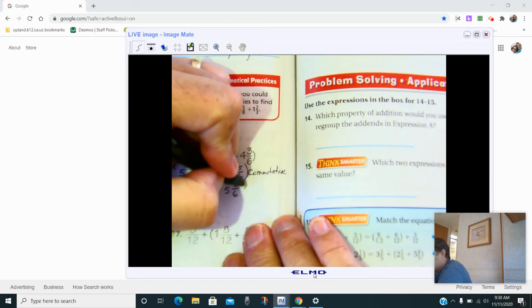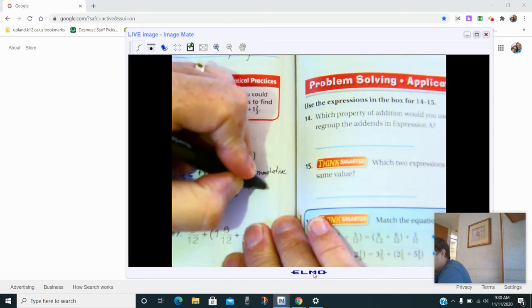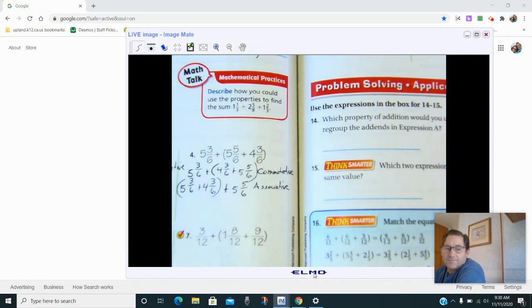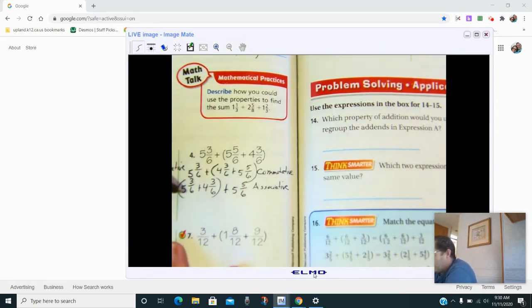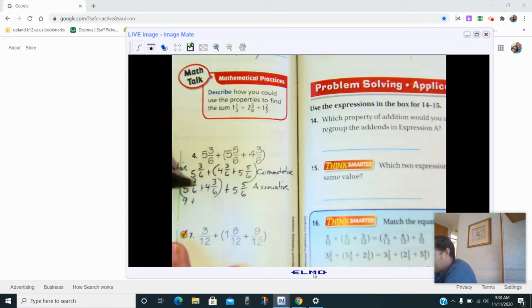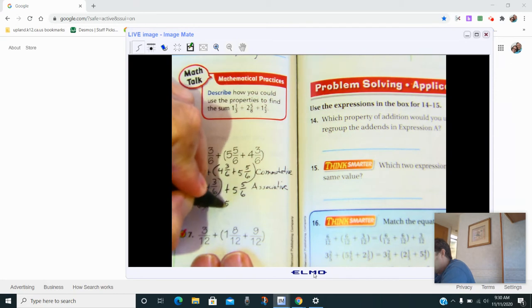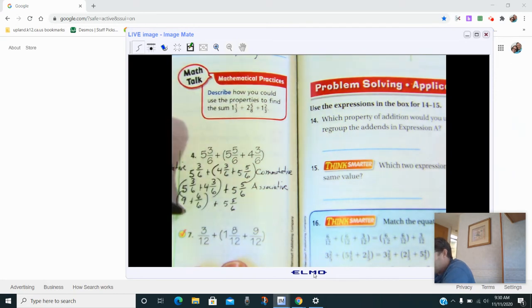And what property allows us to do that? That's the associative property. So if we're grouping things differently, this is the associative property. Now, why did we do that? Well, 5 and 4 is 9. 3/6 plus 3/6 is 6/6, and 6/6 is equal to 1. Plus 5 and 5/6. So 9 plus 1 plus 5 and 5/6, so 10 plus 5 and 5/6.